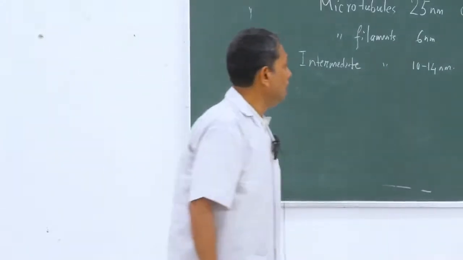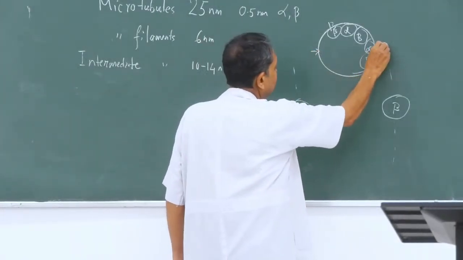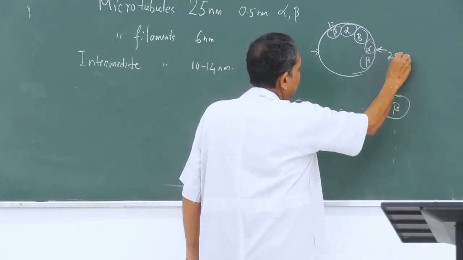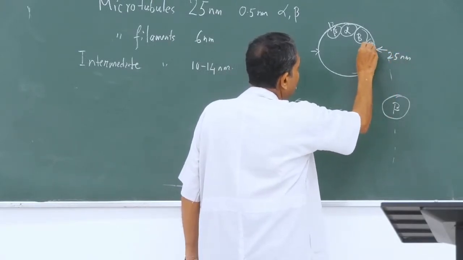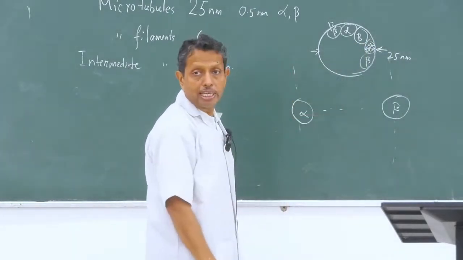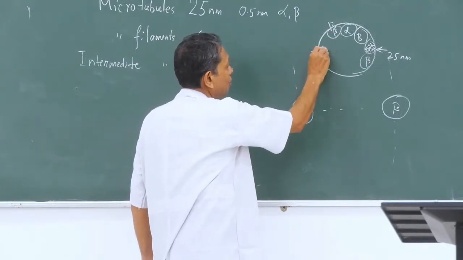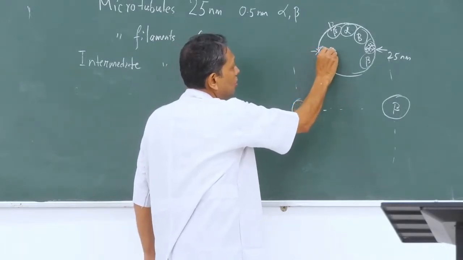Microtubule. Now its dimension from this side to this side is 25 nanometer, and each wall is 5 nanometer. So the lumen is about 15 nanometer.